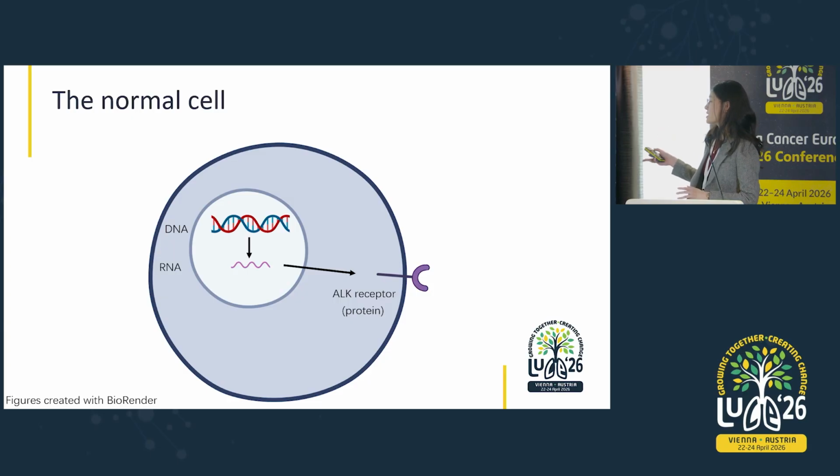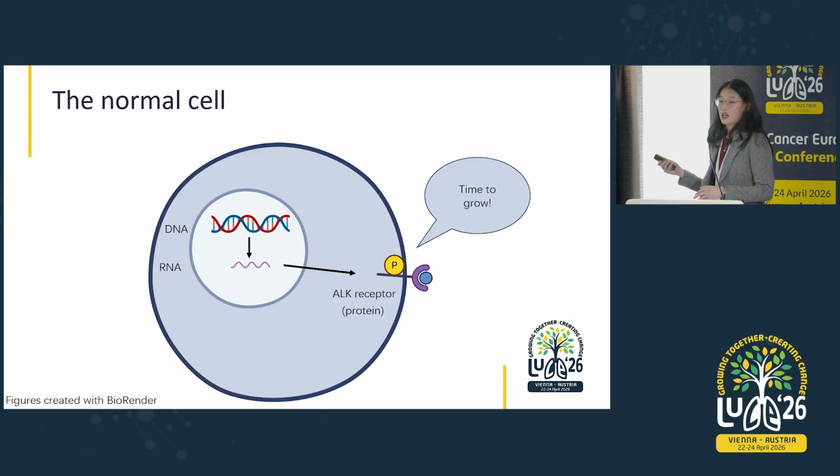So normally the receptor, non-mutated, just sits at the surface of the cell, not doing anything, until it gets activated by another bit of protein. Once it gets activated, the receptor gets phosphorylated. That means that there's a phosphate group that gets attached to it. So the phosphate gives it energy. You can remember that yellow P as being powered on. And so once it's powered on, it will tell the cell that it's time to grow.